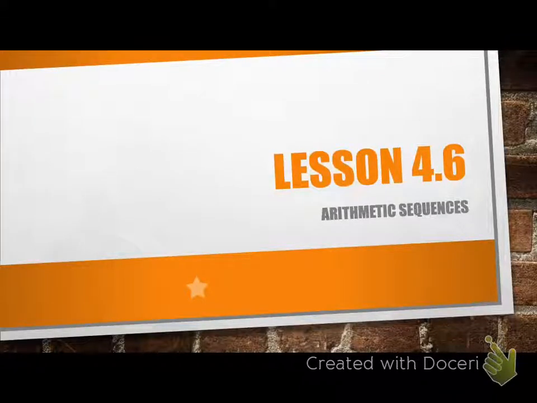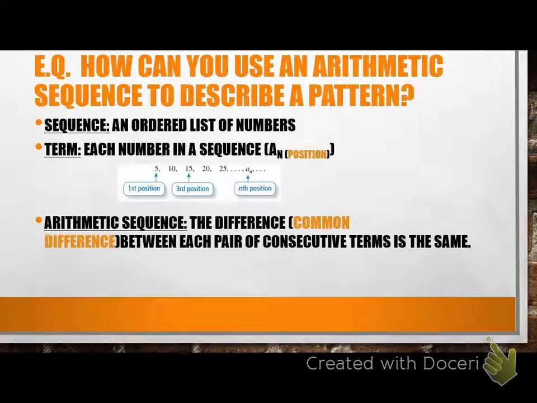Today we're going to look at lesson 4.6, Arithmetic Sequences. If you look at the essential question, it says, how can you use an arithmetic sequence to describe a pattern? Now, this is not the first time that we have described a pattern. If you think back to when we were deciding if functions were linear or nonlinear, we looked for a pattern across which set of coordinates? The y-coordinates is where we had to find a pattern. Was there a number that was added or subtracted to keep those y-coordinates moving?